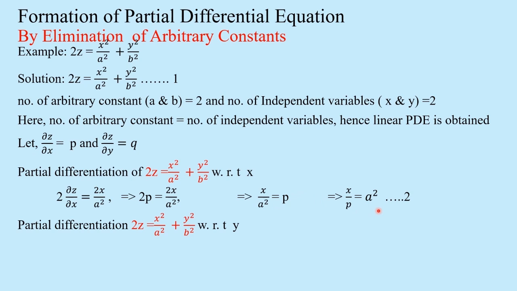Now partially differentiate with respect to y. We get 2 here, and z becomes dou z by dou y. This term x will become constant, so this term will become 0 because we are going to differentiate with respect to y. And this y square becomes 2y, and 1 by b square is constant. So we get 2y by b square, and this we can put as q. So 2q is equal to 2y by b square.